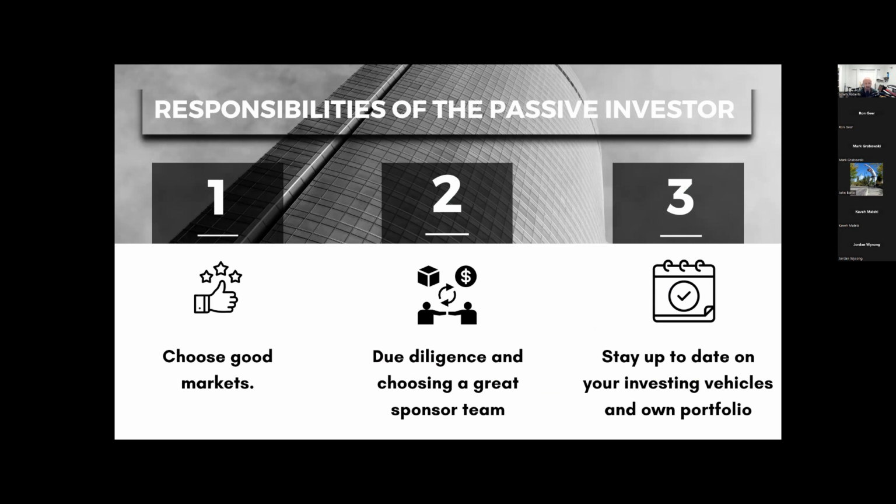We talked about this a lot on the prior webinars, so apologize to rehash it, but it bears repeating. We need to choose good markets, and good markets are places where people are moving to, businesses are moving to. Thus, real estate is valuable and continuing to appreciate.